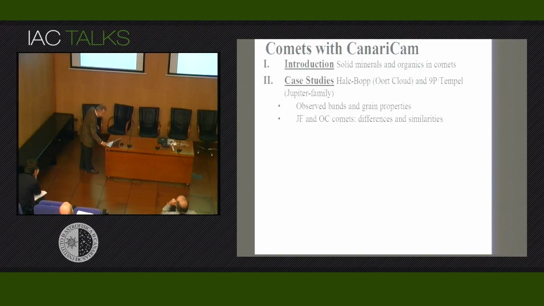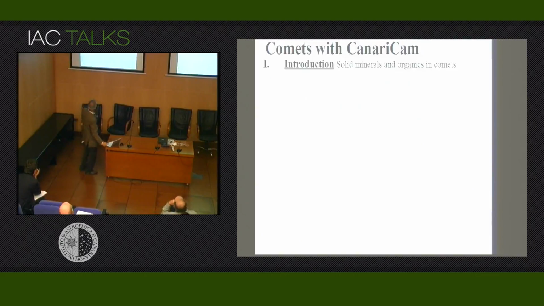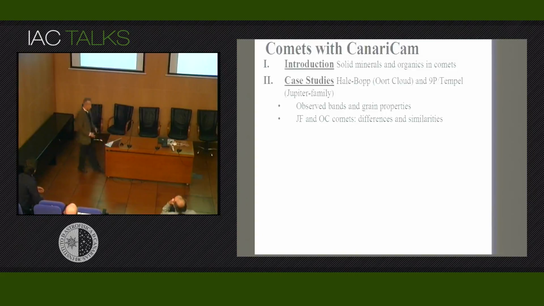I'm going to give you an outline of what I'm going to tell you about. I'm going to give you a quick introduction about solid minerals and organic material in comets. We have a lot of observations in the mid-infrared of comets, and I'm going to focus on two case studies. One is an Oort cloud comet, which is Hale-Bopp, and the other one is a Jupiter family comet, which we believe all the Jupiter family comets come from the Kuiper belt, or the trans-Neptunian region. And that is comet 9P Tempel, which was hit by one part of the Deep Impact spacecraft in 2005.